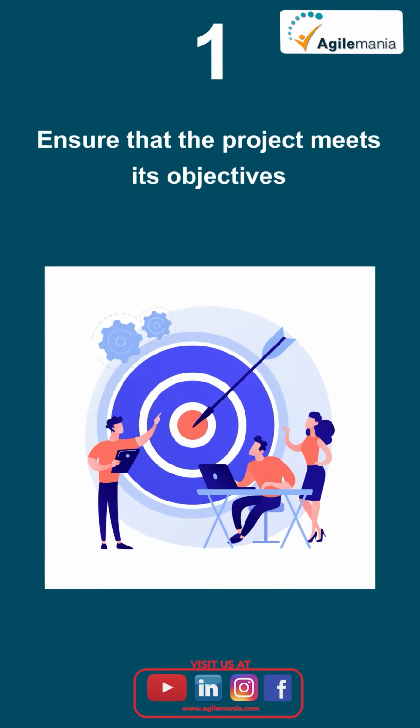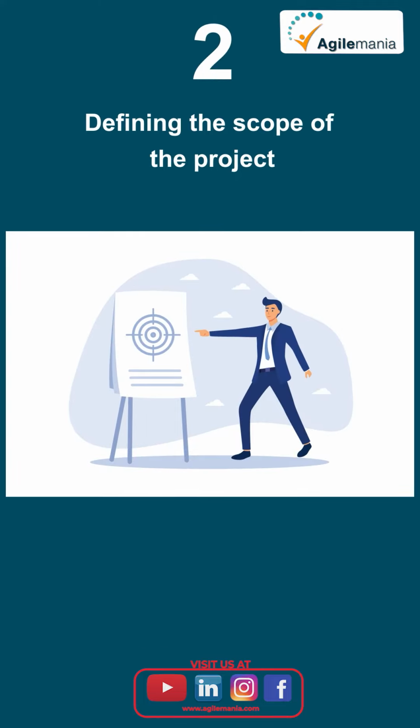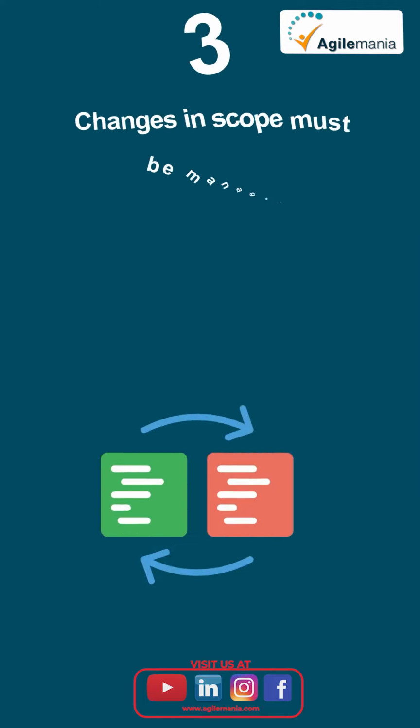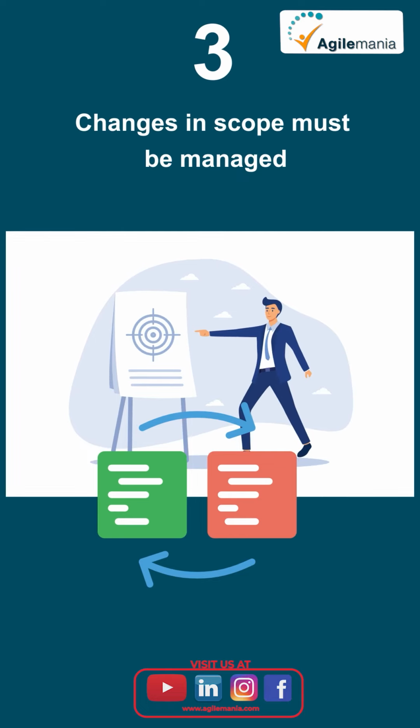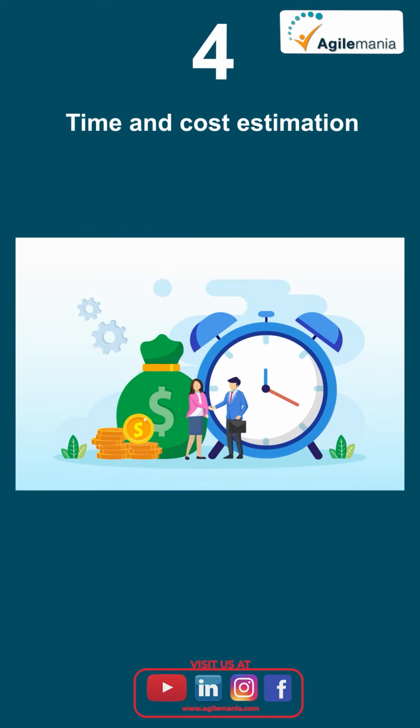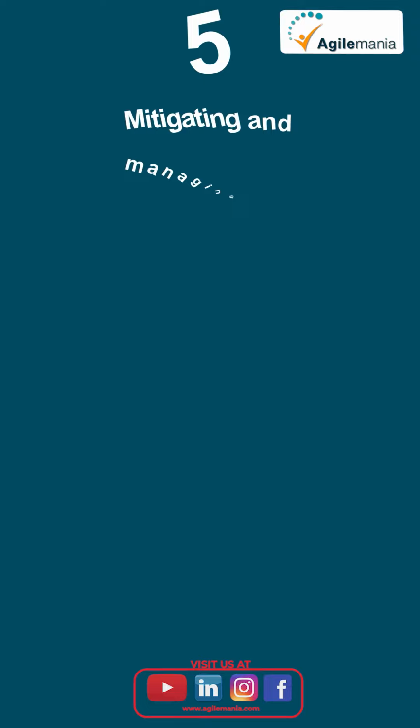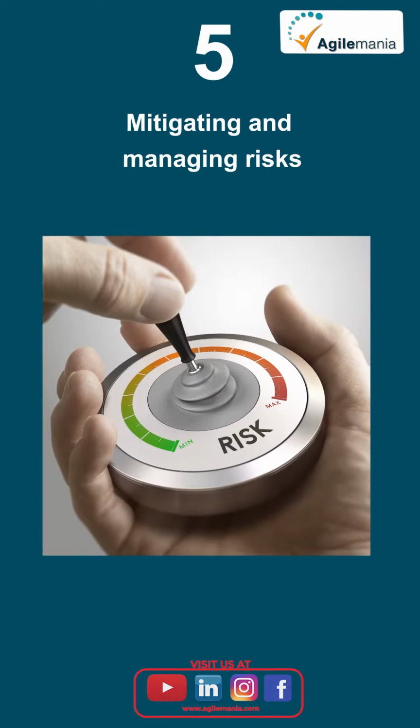1. Ensure that the project meets its objectives. 2. Defining the scope of the project. 3. Changes in scope must be managed. 4. Time and cost estimation. 5. Mitigating and managing risks.